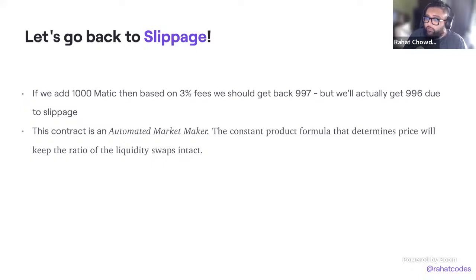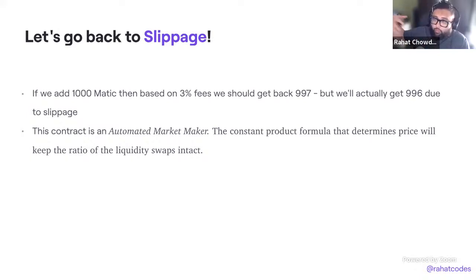So going back to slippage, because that's a super confusing concept. It took me a while to wrap my head around it. I used this example a little bit before, but diving into it once again. If we add 1,000 Matic, and then we base it like that, not 3%, 0.3%, sorry, we should get back 997, but we actually get 996 due to slippage. So whatever amount of funds you might expect, you'll get a slightly lesser amount just to keep that ratio up.